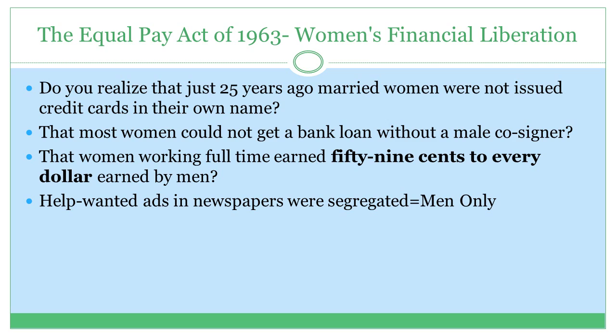All right, so again, women's financial liberation. What could you do? Well, do you realize that 25 years ago, married women were not issued credit cards in their own name? They were in their husband's. That most women could not get a bank loan without a male cosigner, and that women working full-time earned 59 cents to every dollar that a man earned. Now I think it's up to like 77 cents, maybe 78 cents. And that newspaper ads were segregated. Men only, women need not apply.